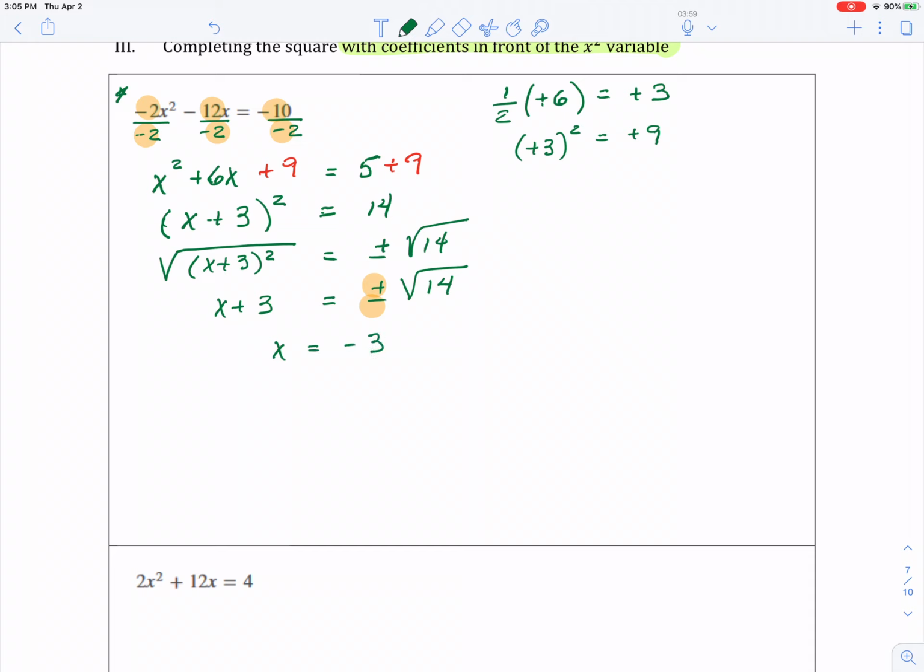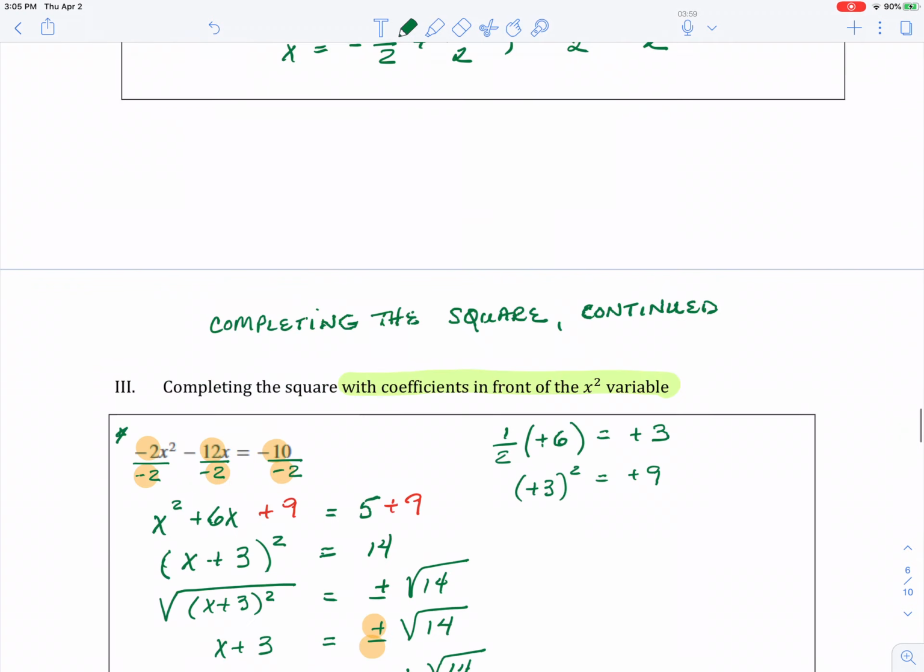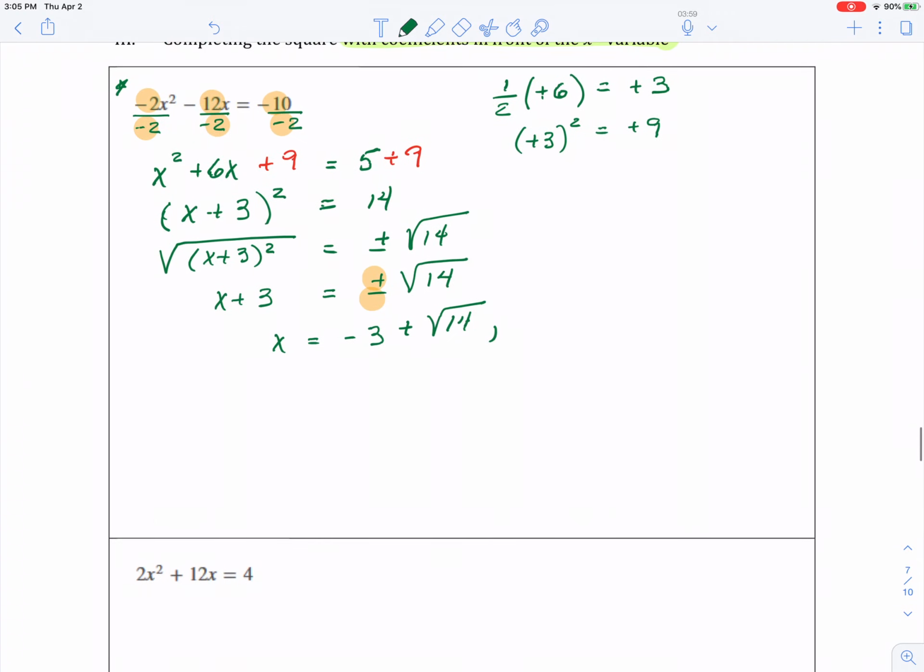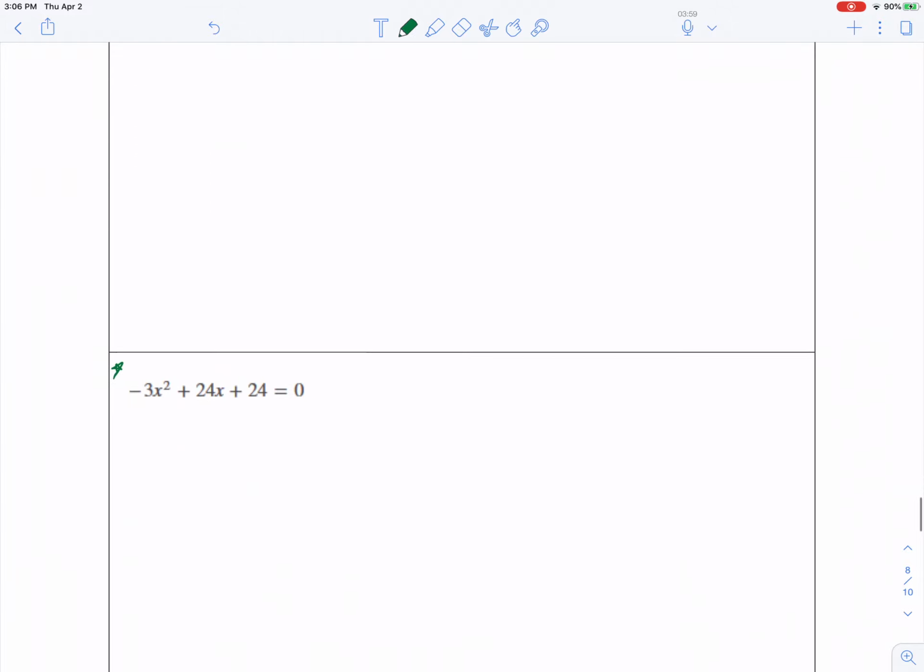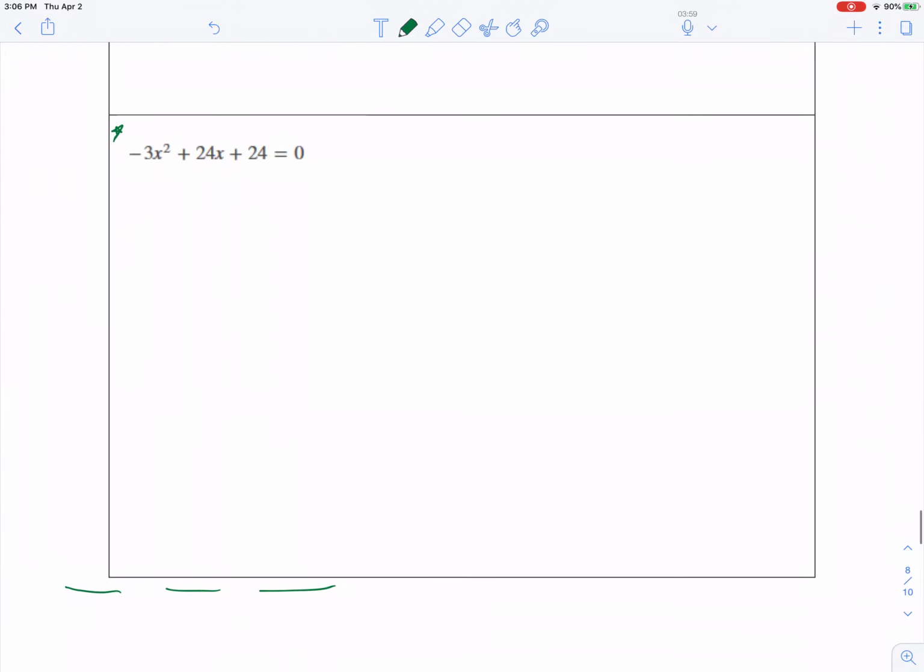All right, so I'm going to subtract 3 from both sides. One answer will be looking like this, and the other answer looks like that. All right, so I think that's fairly self-explanatory. I'm going to do one more like that on this little video, and then that's all I think I need to do with these examples that have a lead coefficient other than 1 on that second degree term.